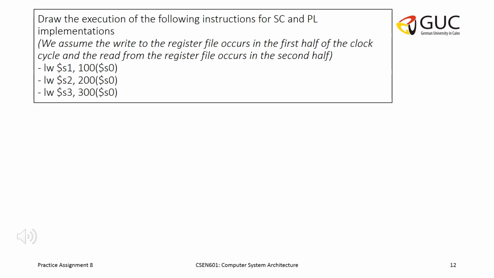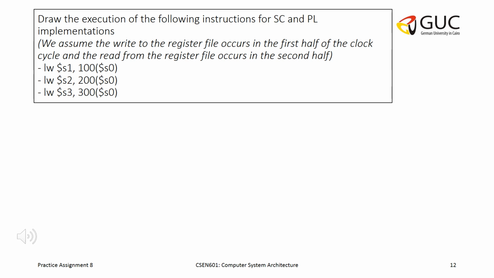Let's move to our next question. Draw the execution of the following instructions for single cycle and pipelined implementation. We assume the write to the registers occurs in the first half of the clock cycle, and the read from the register file occurs in the second half. Okay, we have load S1 200 of S0, load S2 from 200 of S0, and load S3 from 300 of S0.